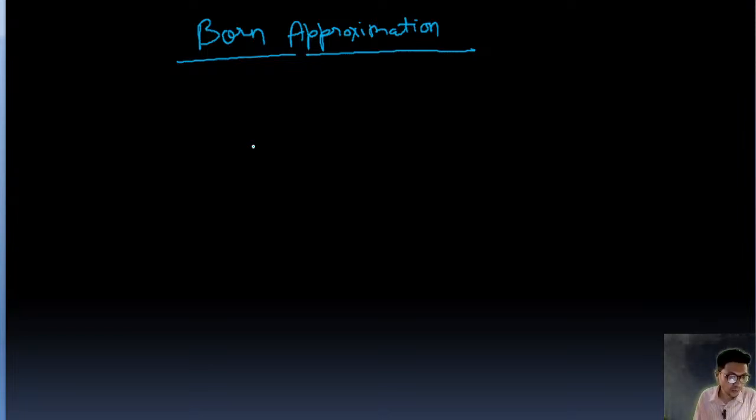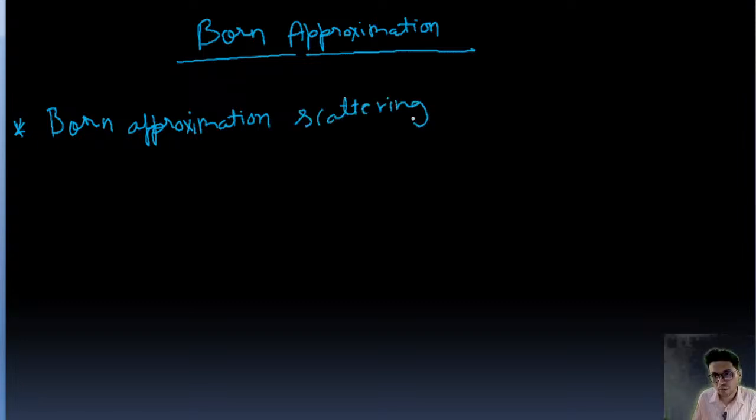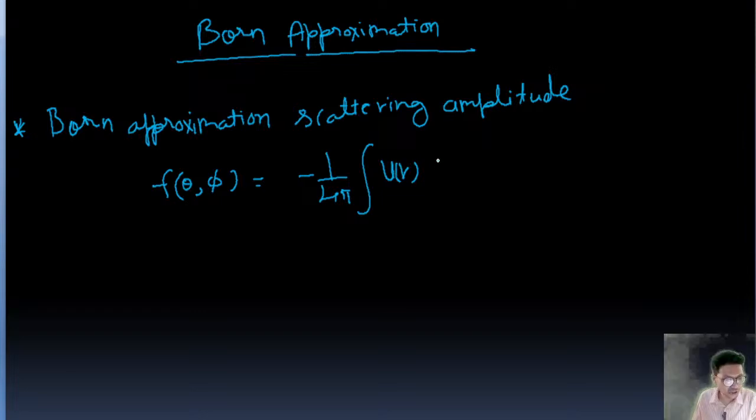So Born approximation scattering amplitude, which is f, a function of theta and phi, is equal to minus 1 upon 4 pi integration U(r), this is the potential, guys, e to the power minus iota q dot r d tau. So this is the scattering amplitude, the Born approximation scattering amplitude.